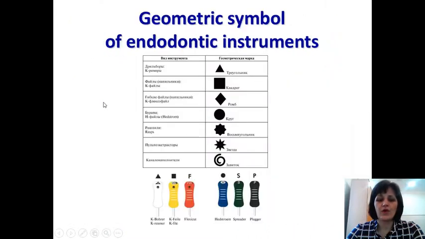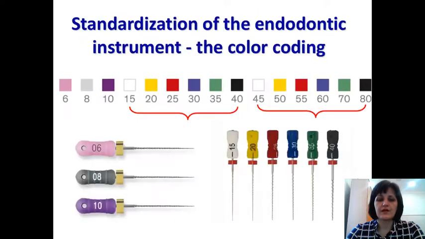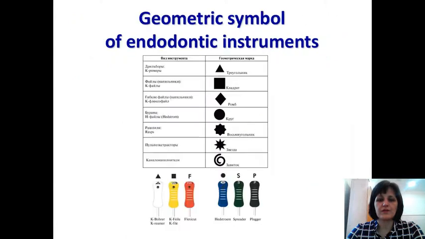And there are also non-standard colors which match the 3 minimum sizes of instruments. Pink is number 6, gray is number 8, and purple is number 10. These are the minimum instruments for endodontic treatment, for root canal treatment.